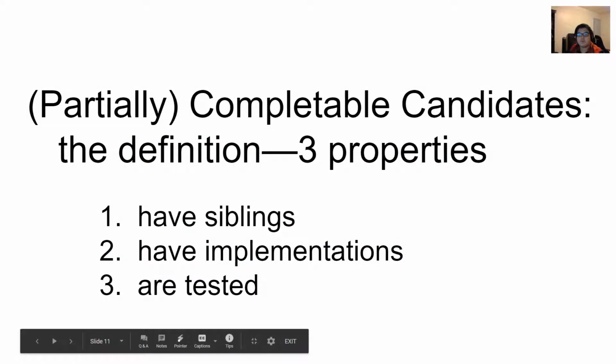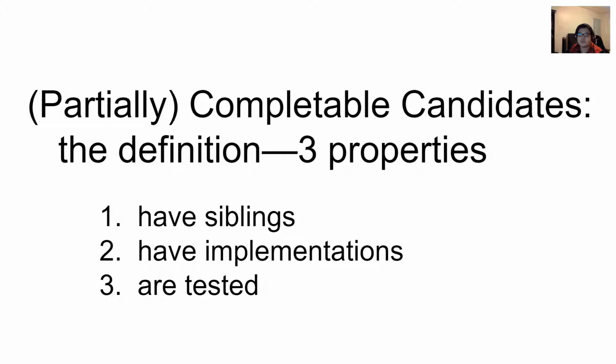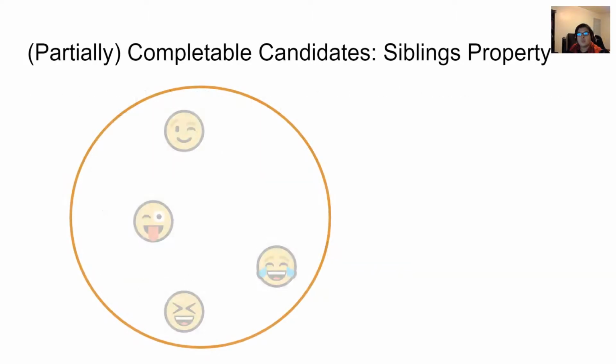Having seen the example, we're ready to define completable candidates, which will satisfy three properties: have siblings, have implementations, and are tested. We will illustrate the definition with an emoji example. Consider each of the emojis shown here as one sibling class. The first property we check is there are more than one sibling classes, as otherwise there will be no existing test case to serve as reference.